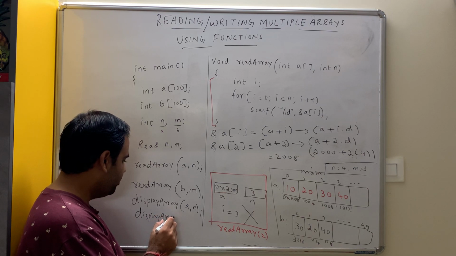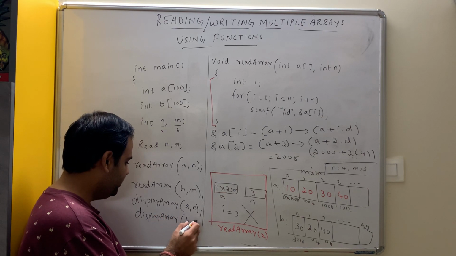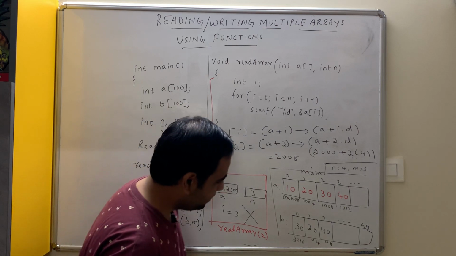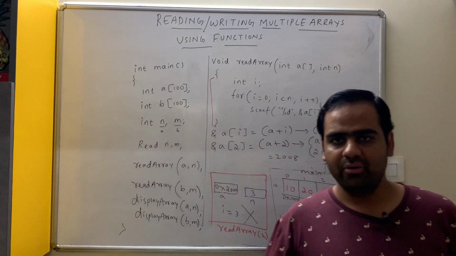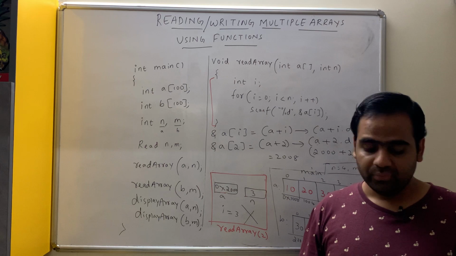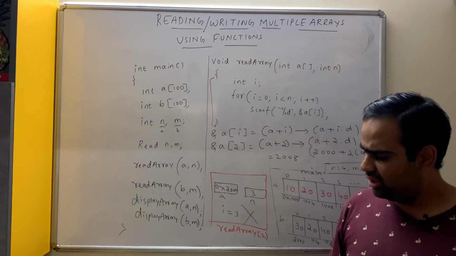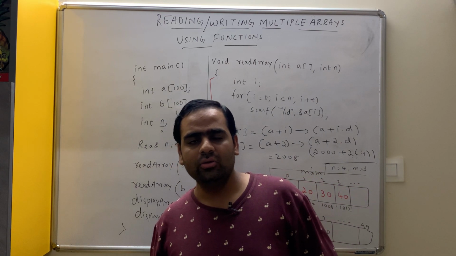Which array do I want to display? B. And how many array elements are there? M array elements are there. You would display it as we have read it already. You know how to write the display array function. This is how the functions are used with arrays.